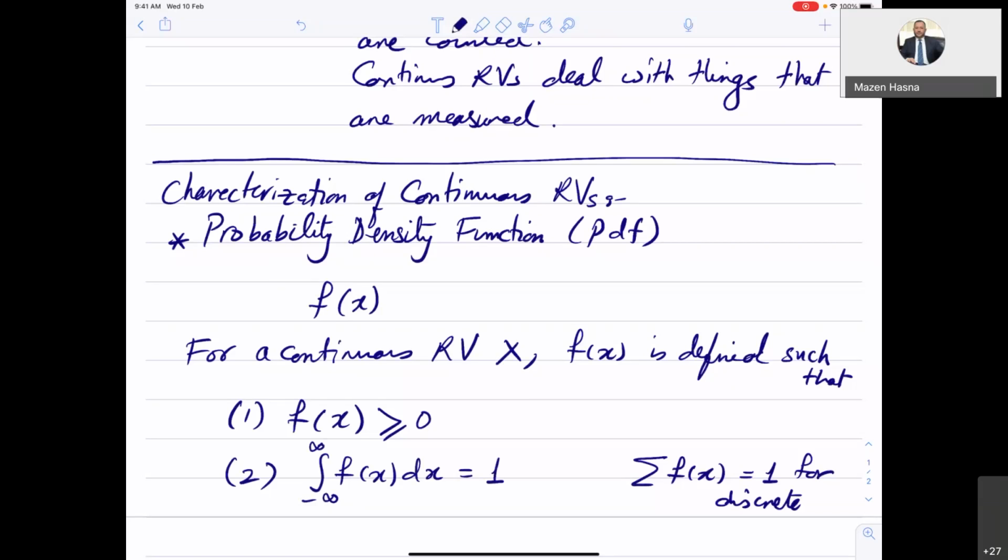The area under the curve, because now we have a curve, we do not have specific properties, probabilities at specific values. We just have a full curve that we draw to show the distribution of probability over a whole range.